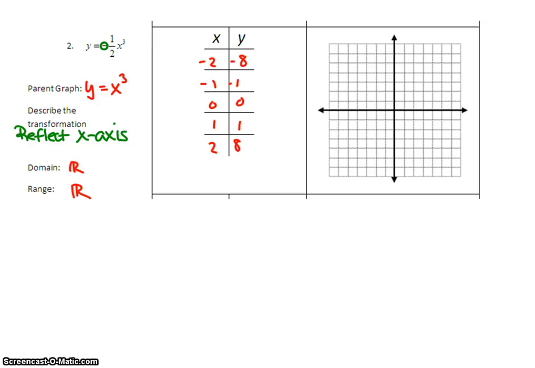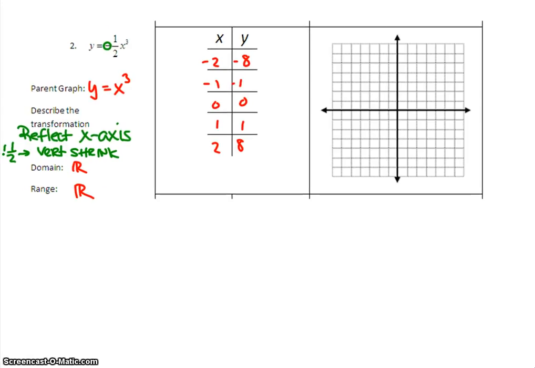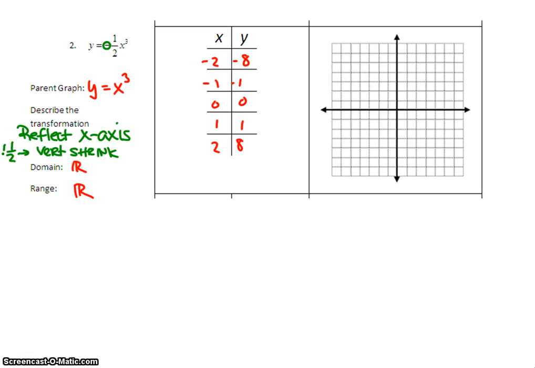If it's a positive, nothing. But if it's a negative like we have here, it's going to be a reflection because it's on the outside, it's over the x-axis. The 1/2, because that's less than 1 but greater than 0, that's causing us a vertical shrink. Now, the nice thing about the reflection and the shrink, I can deal with those at the same time. It's on the outside, so what I'm going to do is multiply everything by negative 1/2. I can do both those at the same time. I don't have to deal with the negative and then the 1/2.